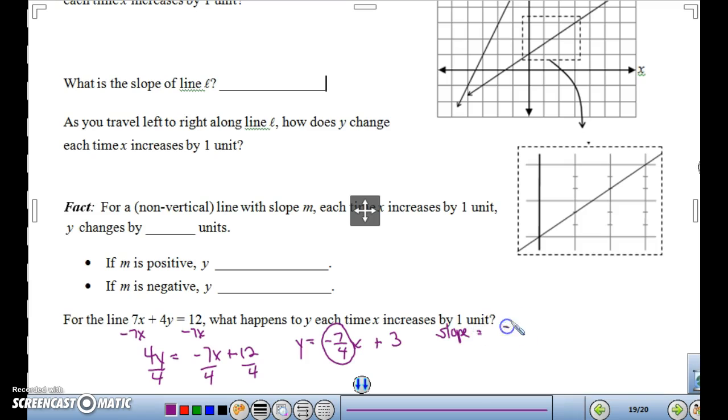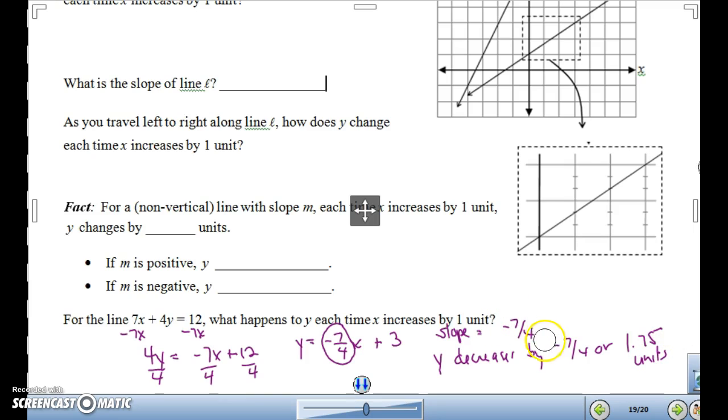So that means if your slope is negative 7/4, every time you increase x by 1 unit, what happens to the y? Well, this is a negative 7/4, so it's going to be decreasing. Y is going to be decreasing by 7/4, or 1.75 units. So every time you move 1 to the right, you are going to decrease 7/4 or 1.75 units down because of that. So your slope is telling you how to move every time you move over 1.